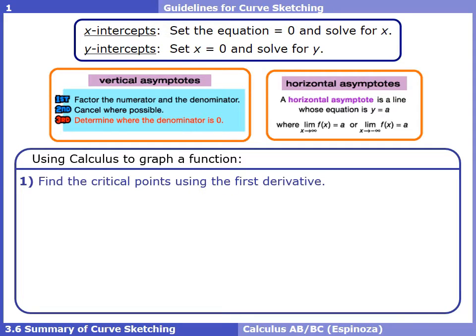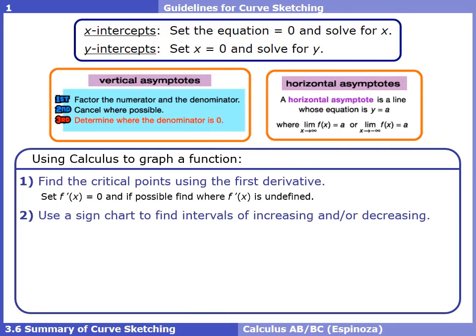The first thing we looked at was finding critical points using the first derivative, which meant we needed to set the derivative equal to 0, and if possible, find where the derivative is undefined. Then, to use those critical points, we would put them on a sign chart so we could find where a function is increasing or decreasing. And then within that, we could determine if we had any relative maxes or mins, depending on the derivative changing signs.